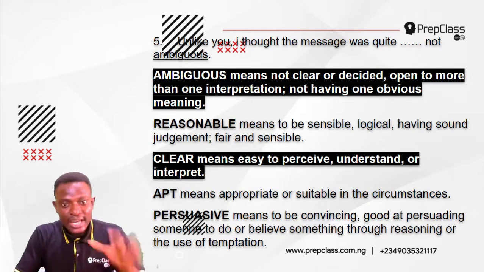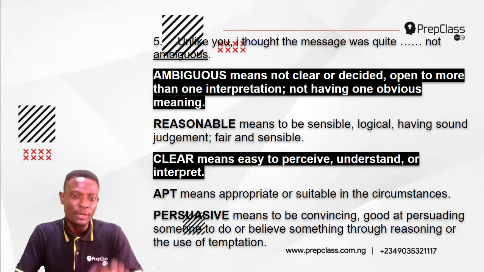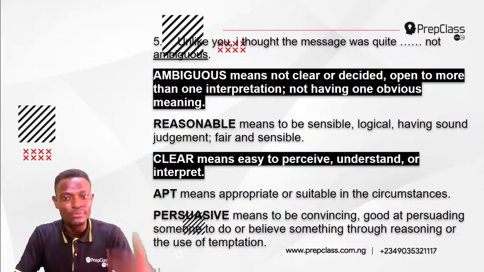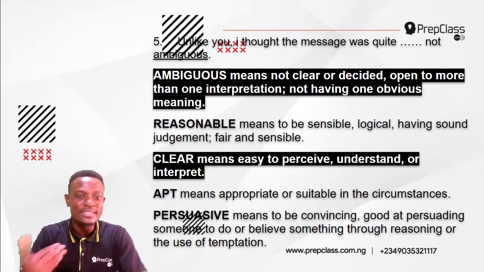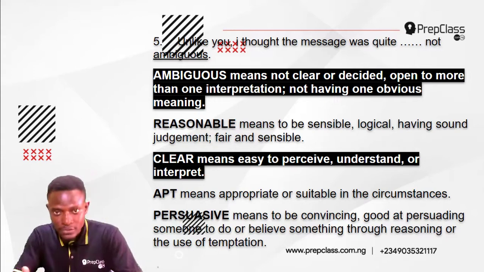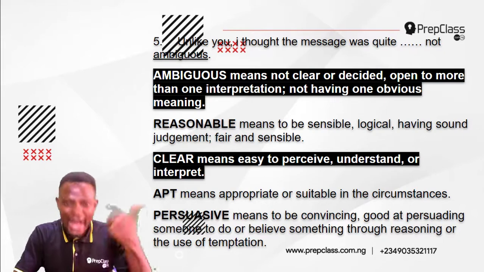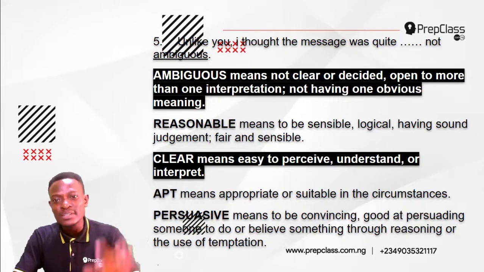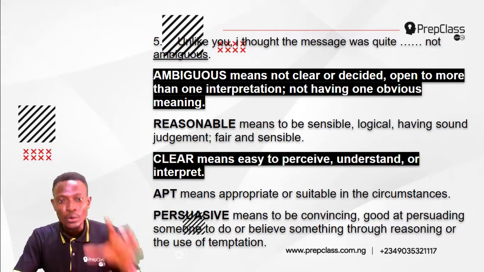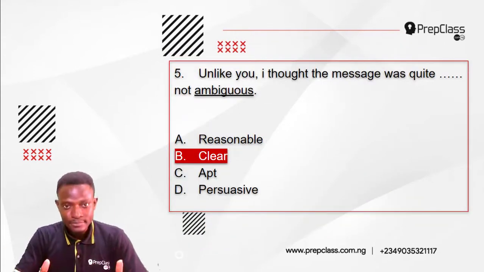It is not apt. Apt means appropriate or suitable in the circumstances. It is not persuasive. Persuasive means to be convincing, good at persuading someone to do or believe something through reasoning or the use of temptation. So the most nearly opposite in meaning to ambiguous is clear. Remember, ambiguous means not clear or decided. Clear means easy to perceive, understand, or interpret. So the answer to this question is option B.